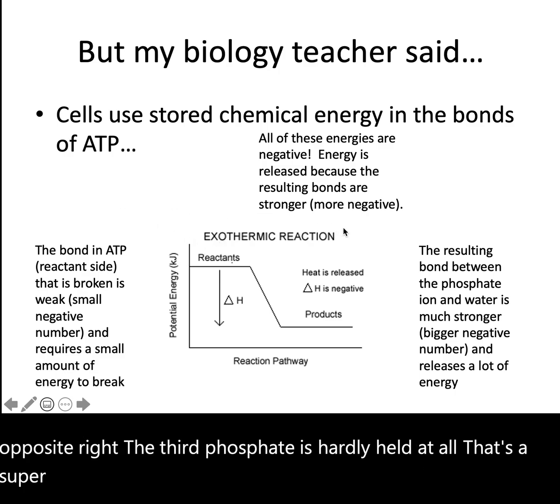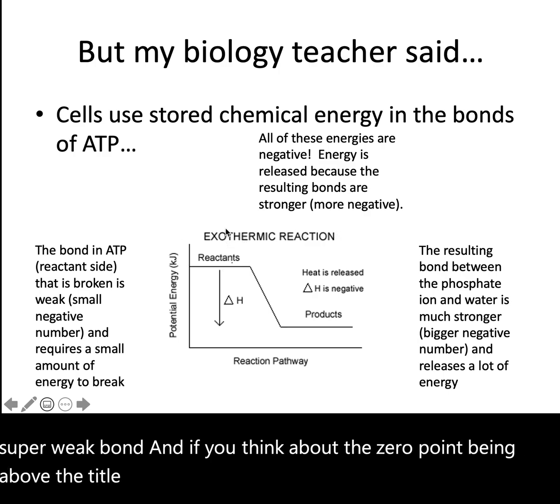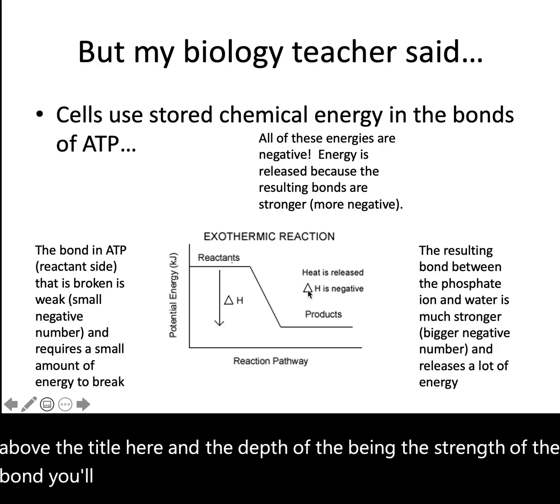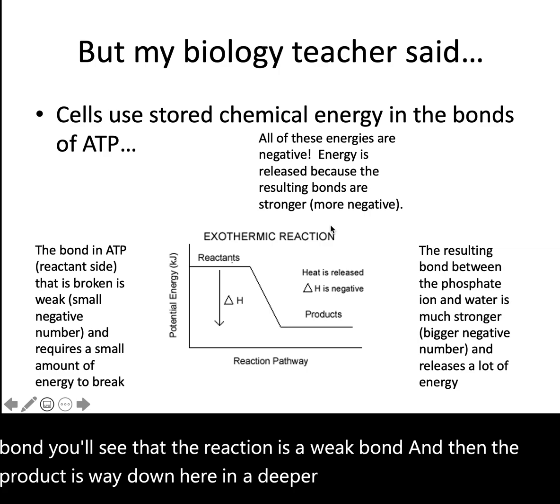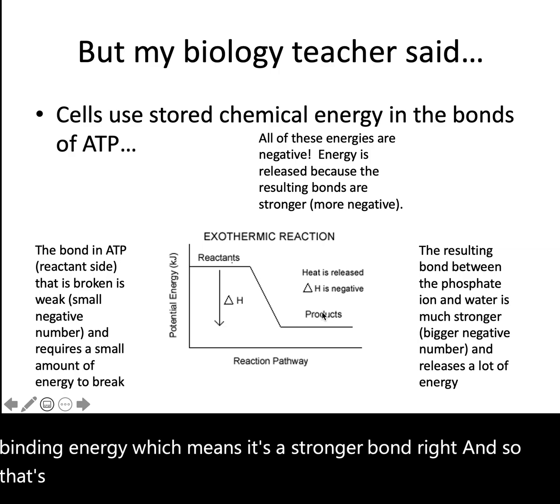And if you think about the 0 point being above the title here and the depth of the well being the strength of the bond, you'll see that the reactant is a weak bond. And then the product is way down here in a deeper well, which means more binding energy, which means it's a stronger bond, right? And so that's the right way to think about it. It's much more complicated, but it is the correct way to think about it.